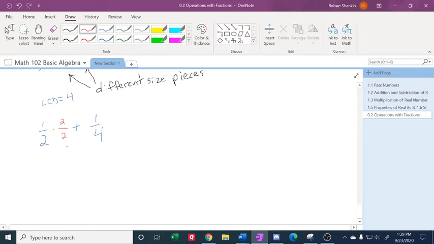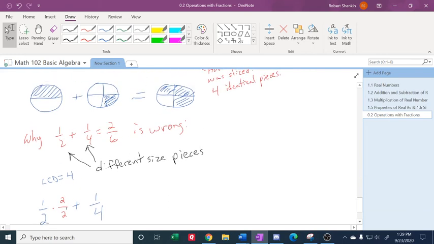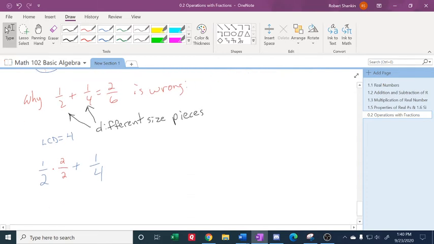Now, what are we doing to the pizzas when we're doing this? When you multiply top and bottom by 2 to get same size pieces, it's as if you're imagining this piece was also cut into 4 pieces. So now we have same size pieces. This is 2/4 plus 1/4.